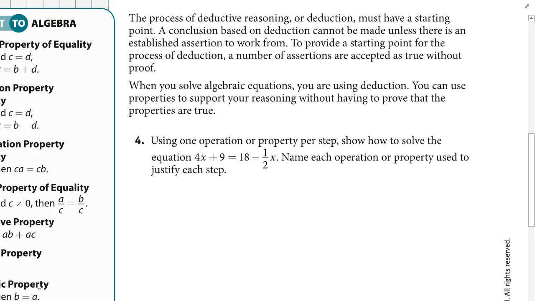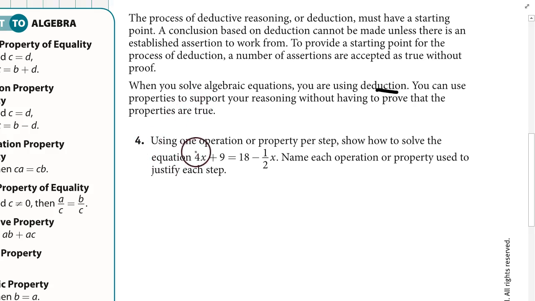The process of deductive reasoning must have a starting point. A conclusion based on deduction can't be made unless there is an established assertion to work from. To provide a starting point for the process of deduction, a number of assertions are accepted as true without proof. When you solved algebra equations in algebra class, you used deduction. You used properties to support your reasoning without having to prove that the properties were true. Someone else showed that those properties were true, and then they were put in your algebra book for your use. And then you solved equations to find an answer for x.